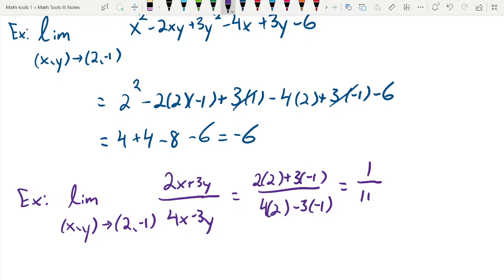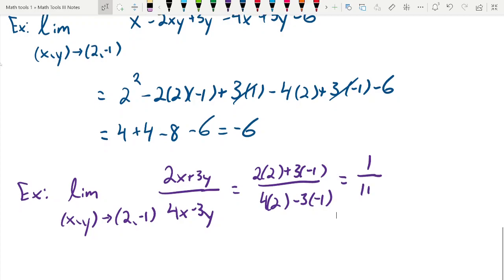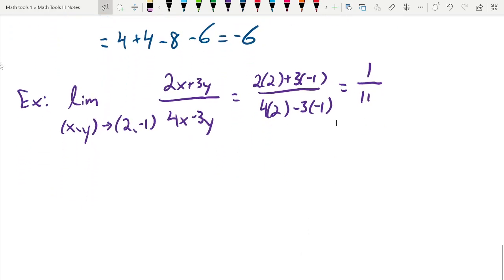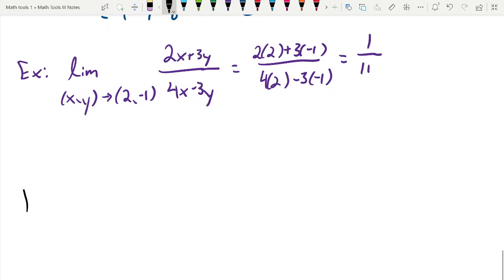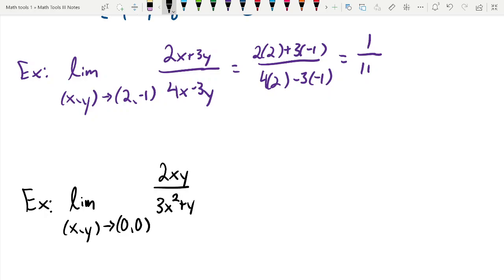All right, so now let's look at some ones where it gets more complicated. Okay. So for these more complicated ones, it's almost always going to be easier to show that it doesn't exist. It might even be impossible to show that it does exist. So the limit as (x, y) approaches (0, 0) of 2xy over 3x squared plus y squared. Okay, so when we do direct substitution, what happens here is we get 0 over 0. So that doesn't tell us anything.